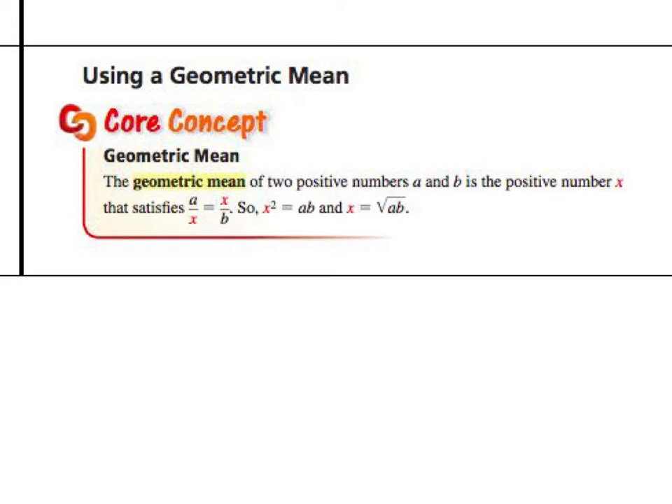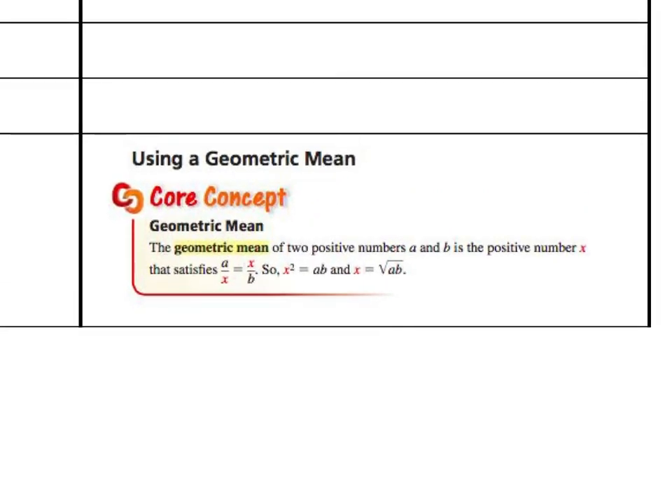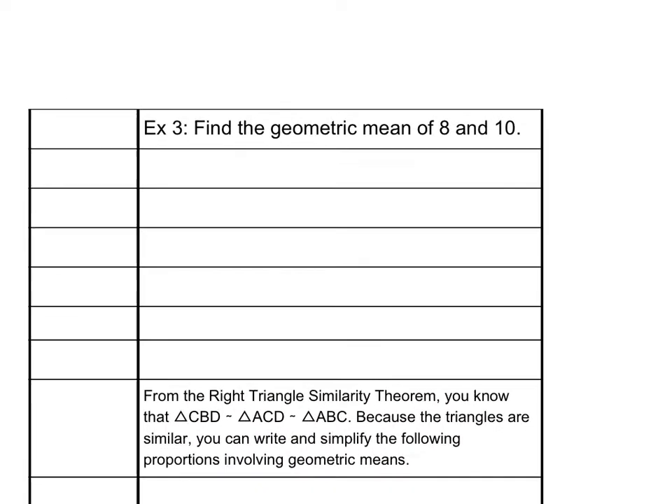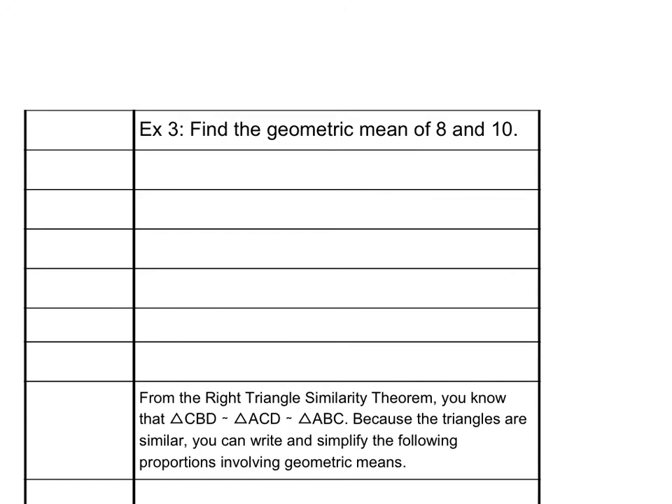If you were given two numbers and asked what the geometric mean was, we're going to do one actually. So let's just go to the next page. It says find the geometric mean of 8 and 10. So we're going to do 8 over x equals x over 10. If we just cross multiply, we end up with x squared equals 80.